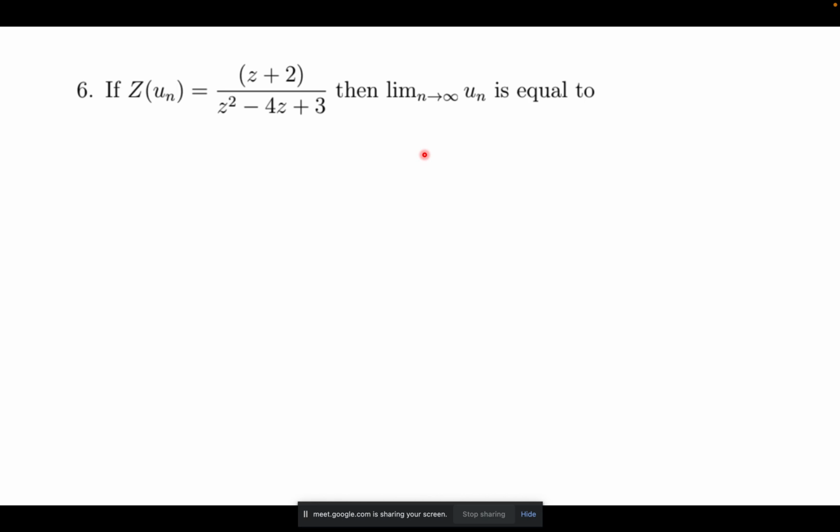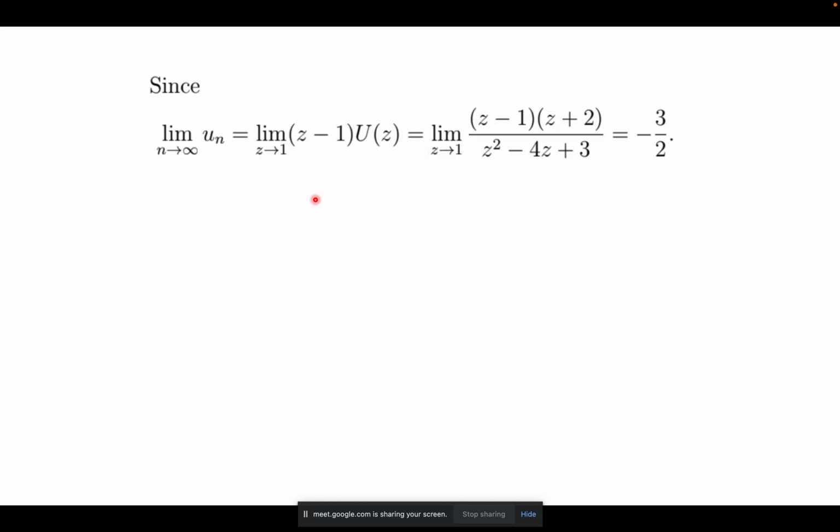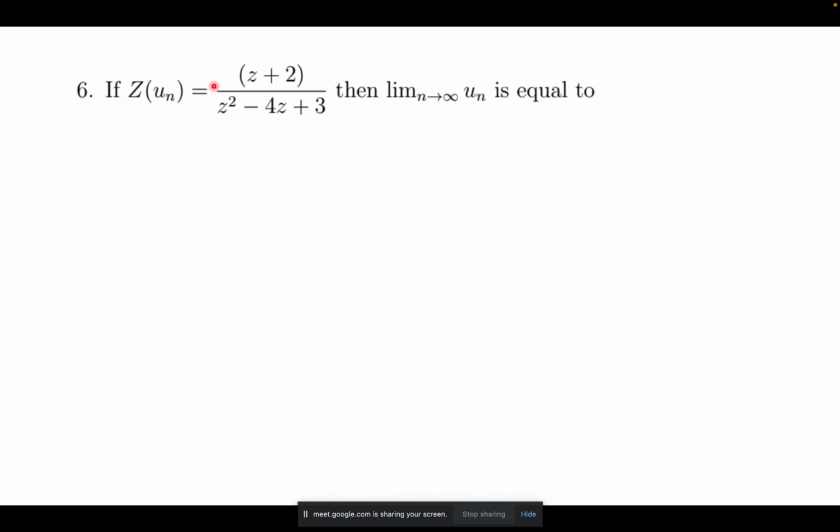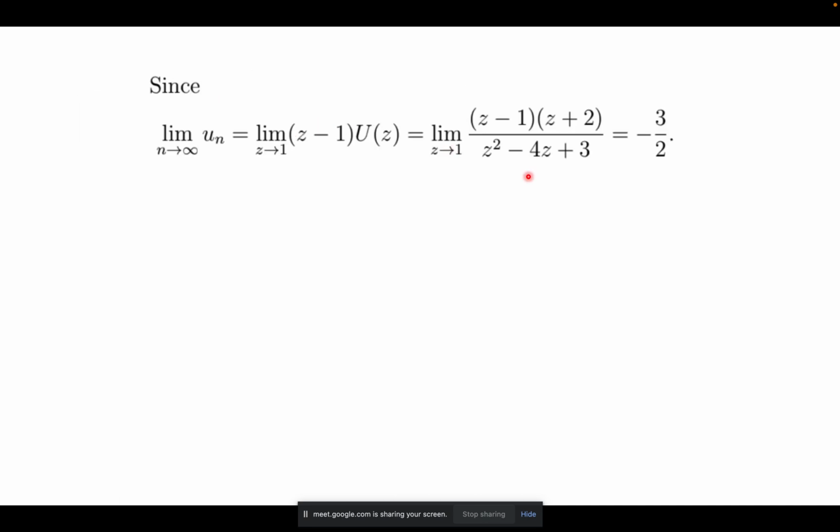So if we do that, here the U(z) is given, and we will use the final value theorem in order to solve this problem. From the final value theorem, the limit of u(n) as n approaches infinity can be written as the limit as z approaches 1 of (z minus 1) times U(z). So (z minus 1) times U(z) is nothing but (z plus 2) upon (z square minus 4z plus 3). So it will be (z minus 1) times (z plus 2) upon (z square minus 4z plus 3).